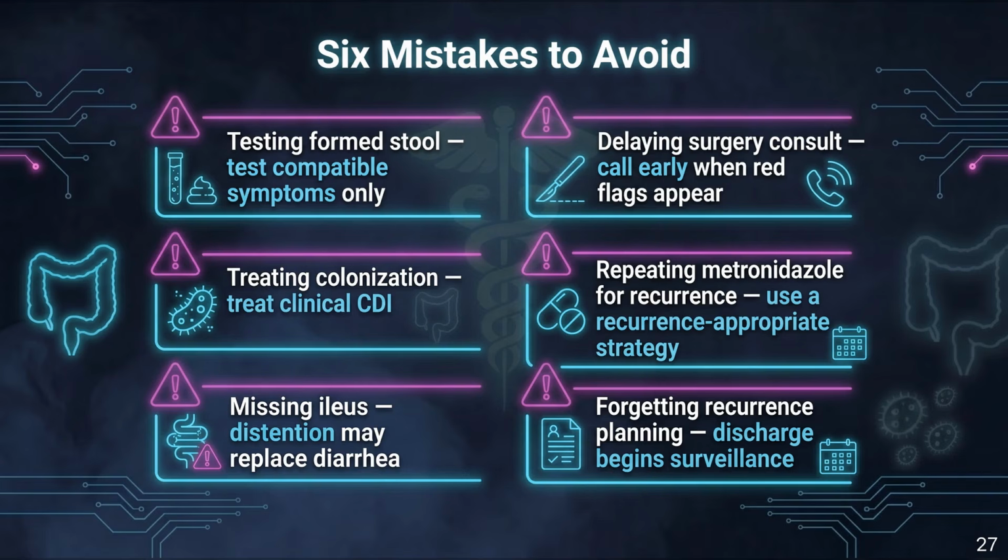Here are the 6 mistakes I want you to avoid. Do not test formed stool. Do not treat colonization. Do not miss fulminant disease just because diarrhea decreases. Do not delay surgery consultation in a toxic patient. Do not repeat metronidazole for recurrence. And do not discharge the patient without a recurrence plan.